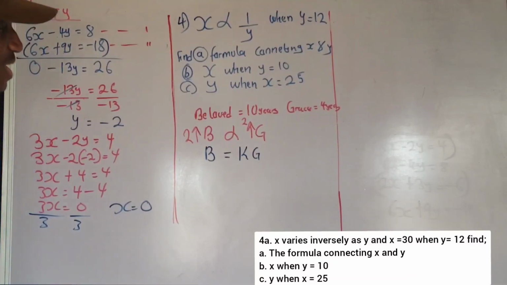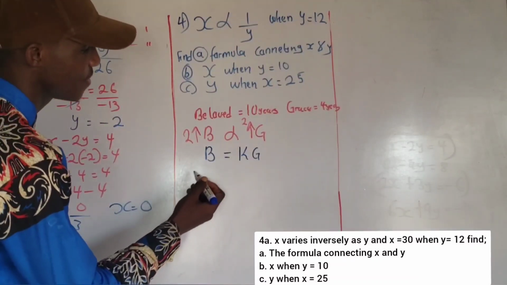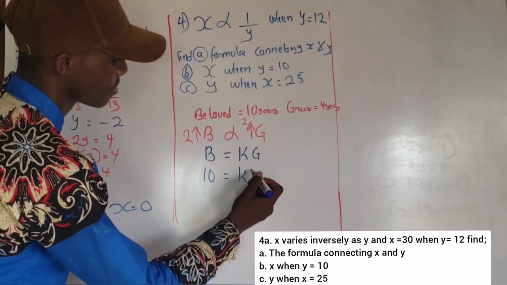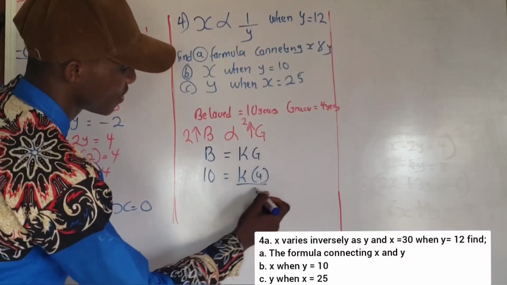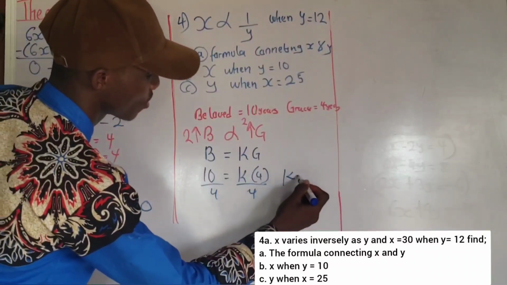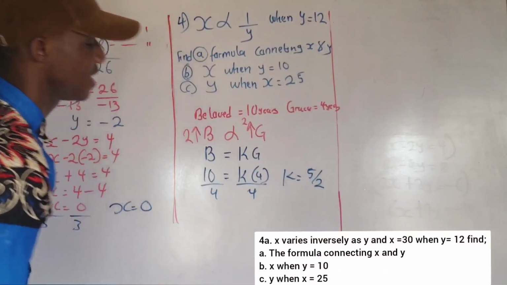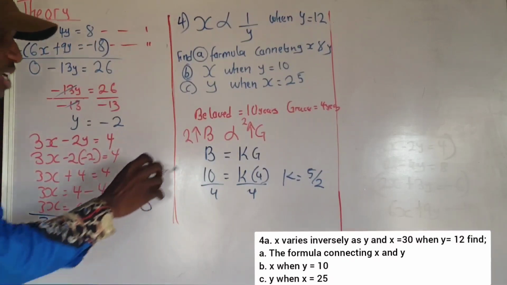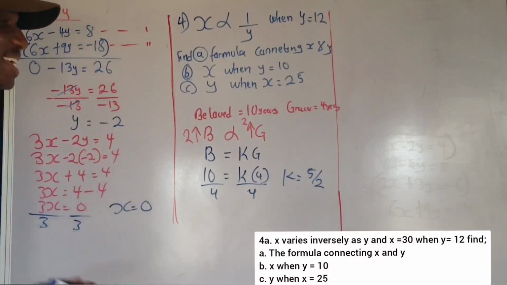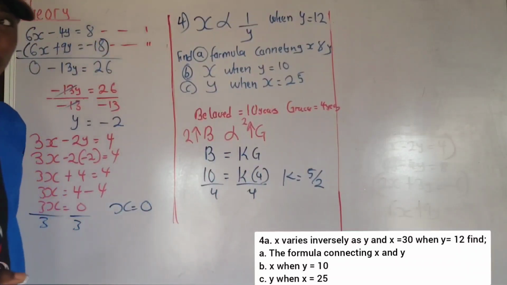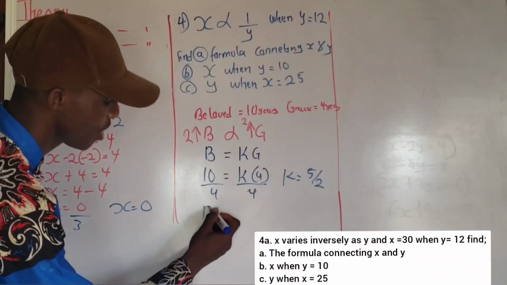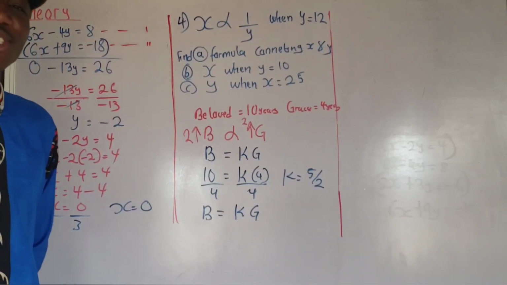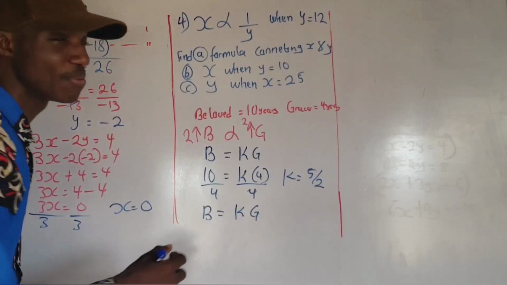You understand? So that means that if mine is 10 and Grace is 4, I'm going to have 10 equals K multiplied by 4, right? So I'm going to divide 10 by 4 to get the value of K. So K will be equal to 5 over 2. You understand? Now, it will be easy for me to get the age of Beloved if I know the age of Grace, because Beloved's age is equal to K multiplied by G. You understand?